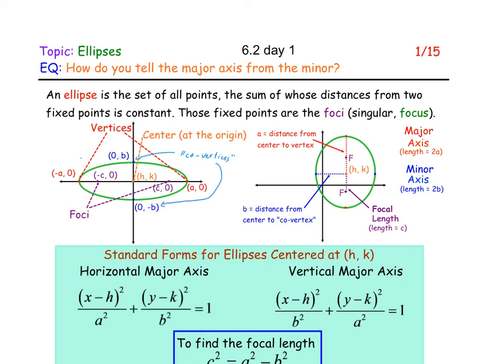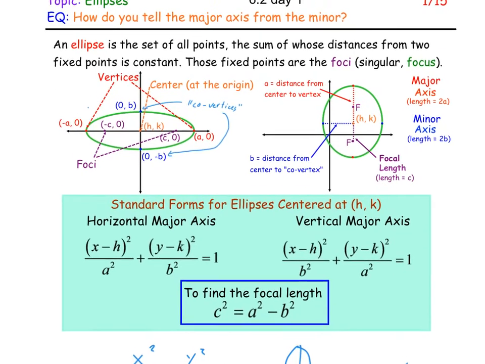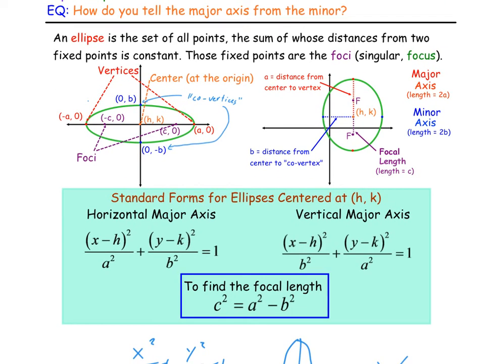Just to remind us of a couple things. We will need to know which form of the equation we're going to be using, whether it's the horizontal or the vertical axis. We can tell that because of where a is. If a is under x, and a is the bigger of the two distances, so that's the major length, then it's the horizontal one. If a is under y, then it's the vertical one.